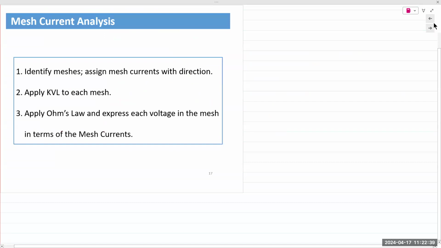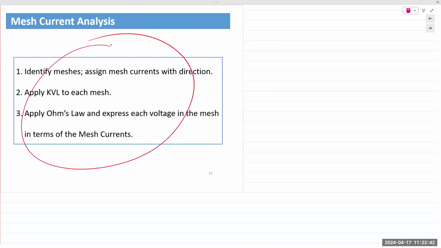Oh, I always forget the summary slides. All right. Three steps. First thing is identify the meshes, assign mesh currents to each mesh, assume a direction, whether clockwise or counterclockwise, does not matter. Then you apply KVL to each mesh. The number of terms in your equation should match the number of components you have in each mesh. And then you apply Ohm's law and express each resistor voltage in terms of the mesh current.